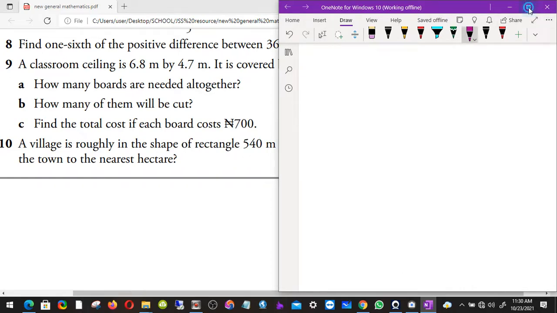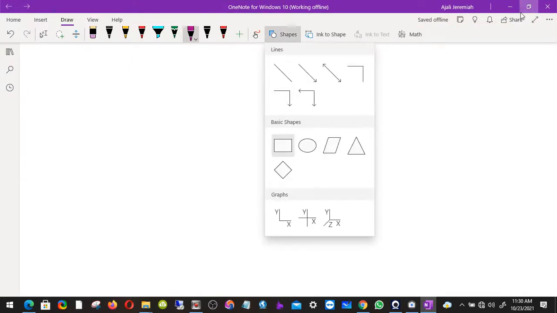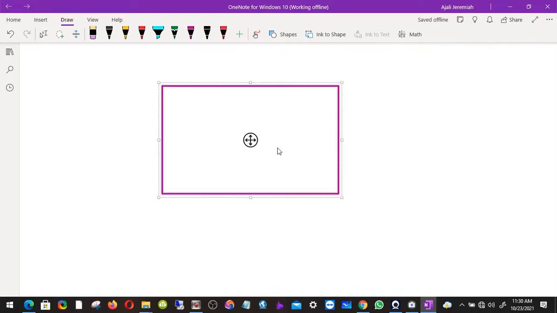Where are our shapes? What are the dimensions? Remind me. 6.8 by what? 4.7. Then you want to fit in little boards 1 meter by 1 meter. These are in meters. Now listen up. Let me ask you a question. If I want to fit in 1 meter by 1 meter along this column, how many of these 1 meter boards can enter?